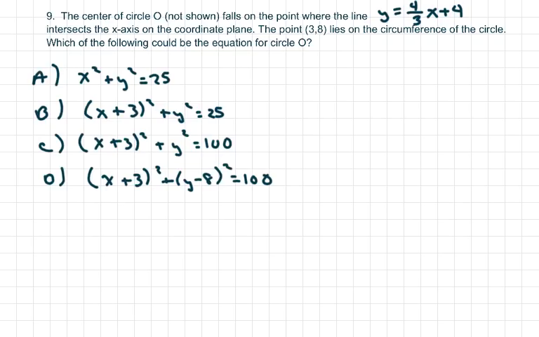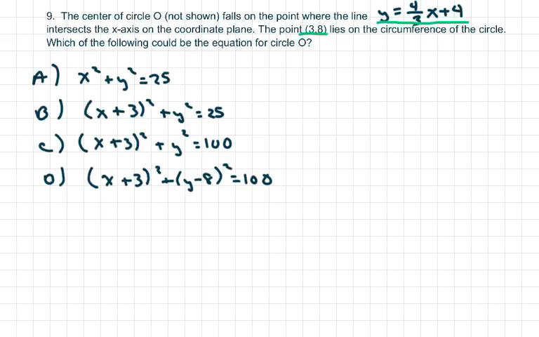Okay, the next one is they give you that the center of the circle falls on a point where this line here intersects the x-axis on the coordinate plane. They don't give you the circle. They also give you that the point 3, 8 lies on the circumference of the circle, and which could be the following equation for the circle.